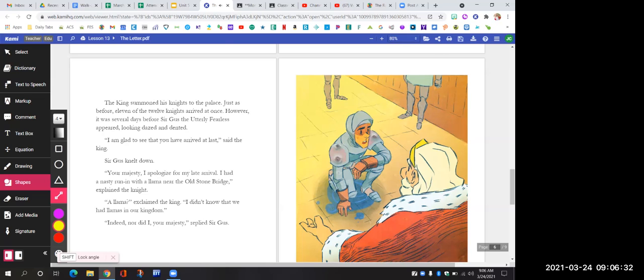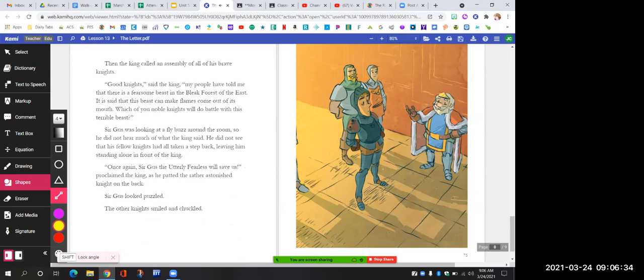Then the king called an assembly of all of his brave knights. "Good knights," said the king. "My people have told me that there is a fearsome beast in the bleak forest of the east. It is said that this beast can make flames come out of its mouth. Which of you noble knights will do battle with this terrible beast?"